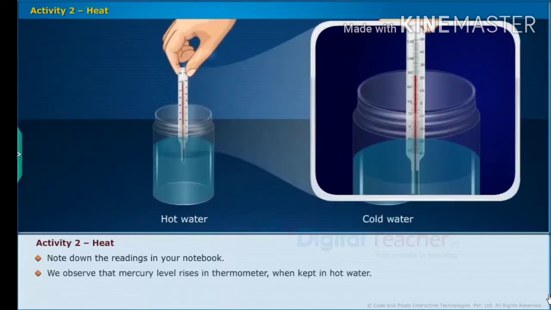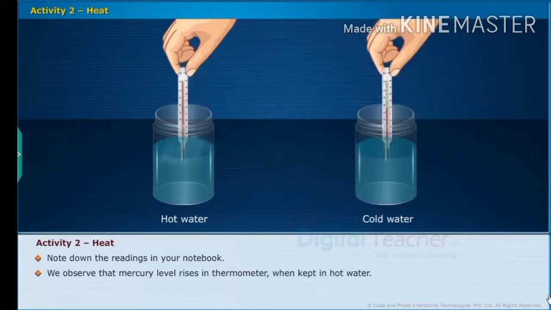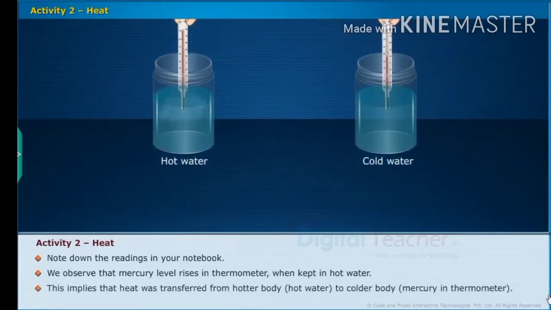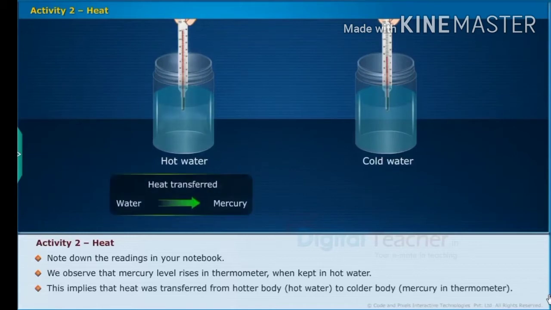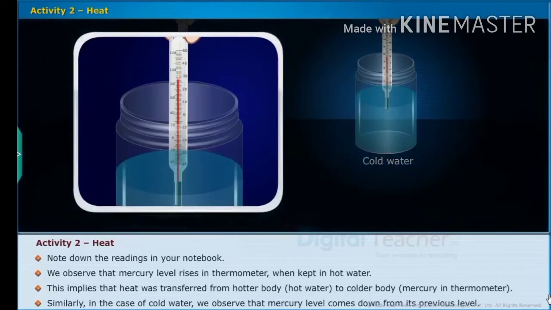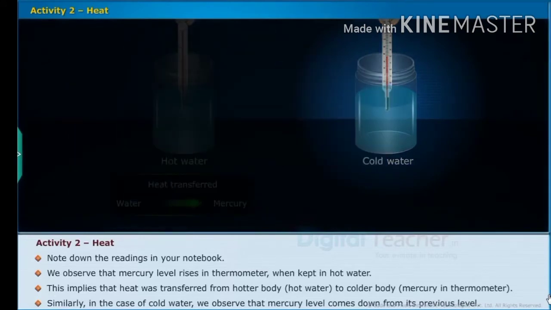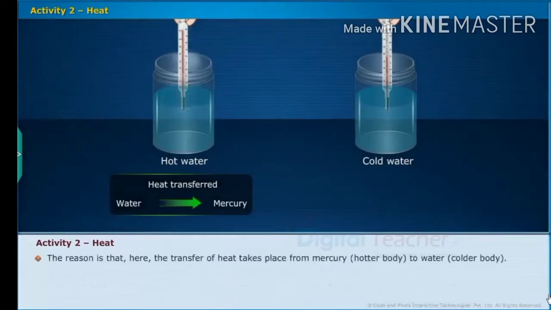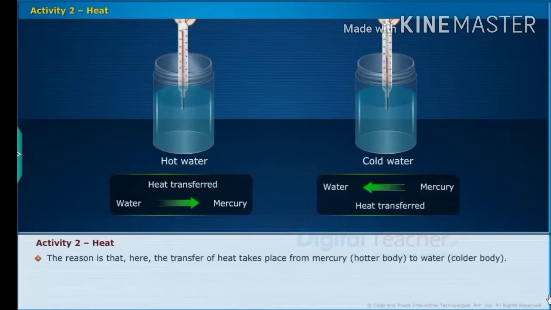We observe that the mercury level rises in the thermometer when kept in hot water. This implies that heat was transferred from the hotter body, hot water, to the colder body, mercury in the thermometer. Similarly, in the case of cold water, we observe that the mercury level comes down from its previous level. The reason is that here the transfer of heat takes place from mercury, the hotter body, to water, the colder body.